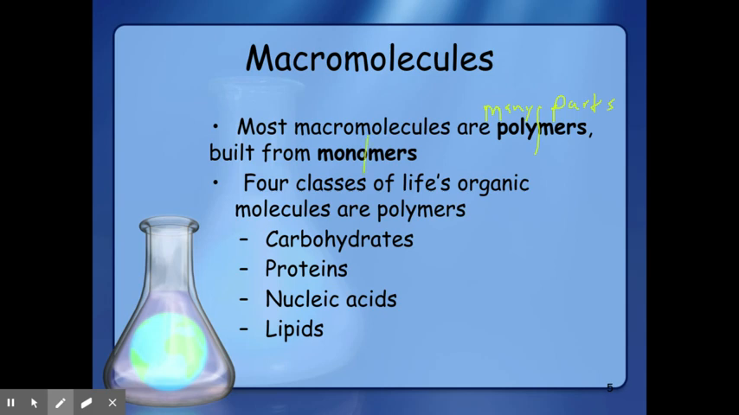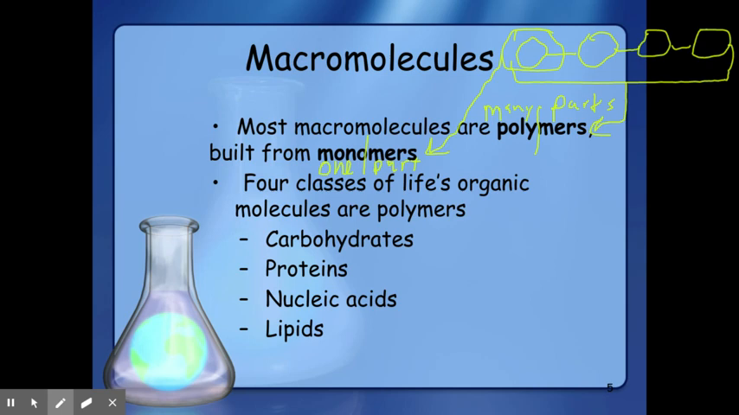Let's break down that term. Mono meaning one. Mer again meaning part. So let's look at this again. Macromolecules are built from many parts. Are many parts built from one part. So in other words, if I were to draw something that looks like this, we would say this is maybe a polymer. And so the whole thing is the polymer. And if I have just one of those, we would say that that is a monomer.